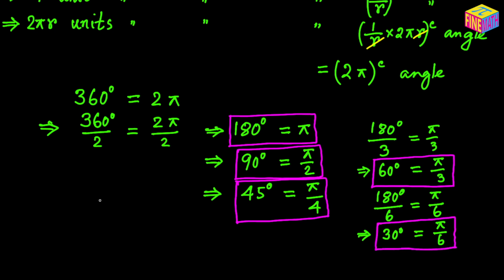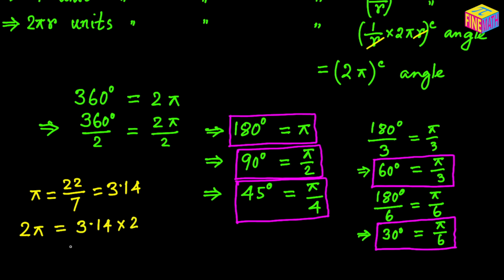Now let's do one more little math here. We know that the complete angle around a point came out to be 2 pi radian. So if it is 2 pi, then how many radians would that be? Well, we know that for high school level mathematics, we can use 22 by 7 for the value of pi, which comes out to be close to 3.14. So let's use 3.14 for the value of pi. So 2 pi radian would be 3.14 times 2, that would be equal to 6.28 radians.